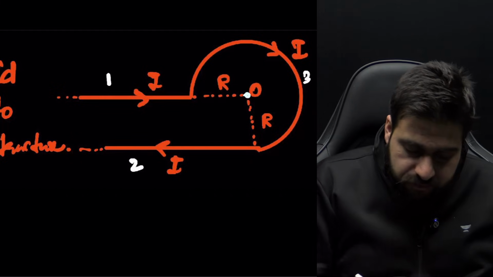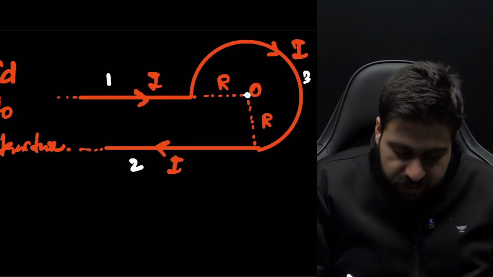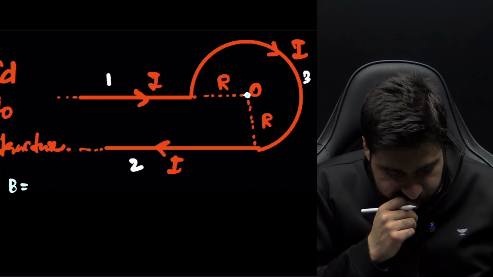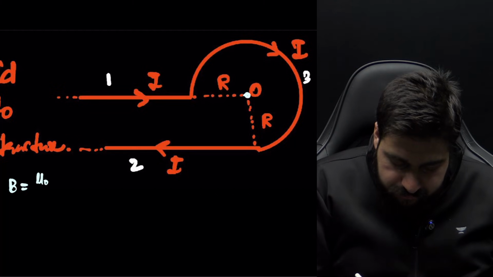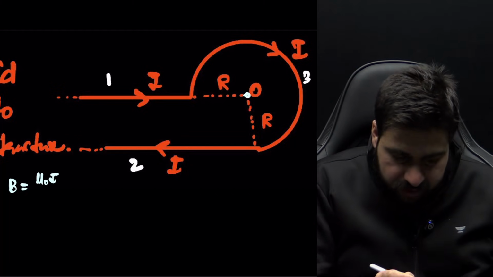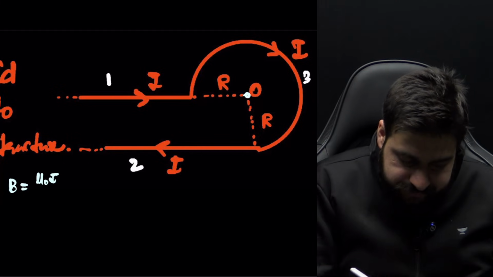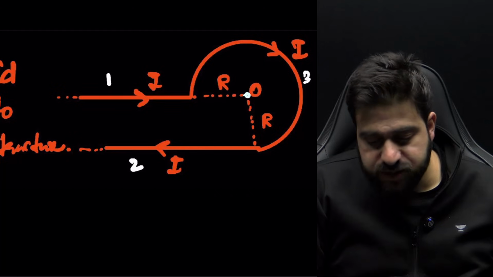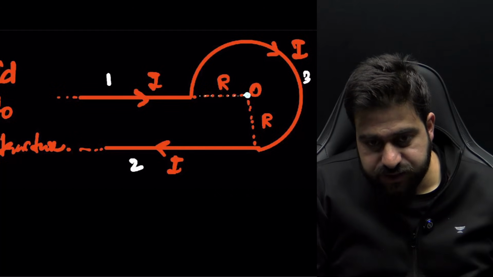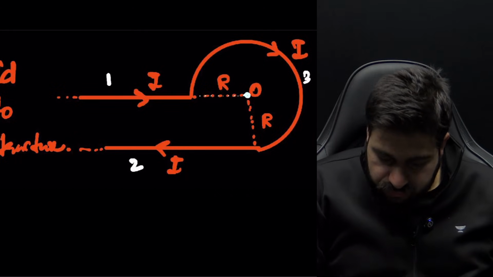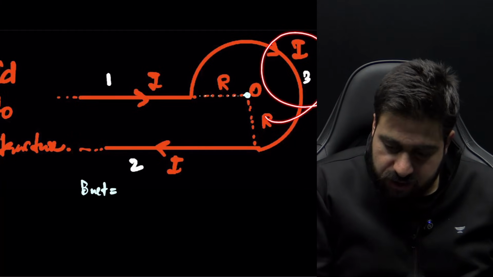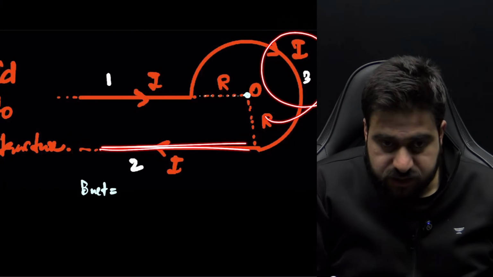And when it comes to the magnetic field due to an arc, I'll write it over here. The magnetic field due to an arc is mu naught I. Okay, I'll directly write the magnetic field. See, the magnetic field due to the first wire is 0 because this point lies on its axis. So we say the net magnetic field will be the magnetic field due to this arc and this straight semicircular wire.